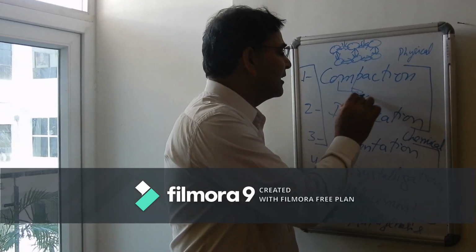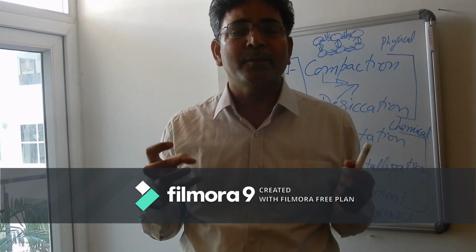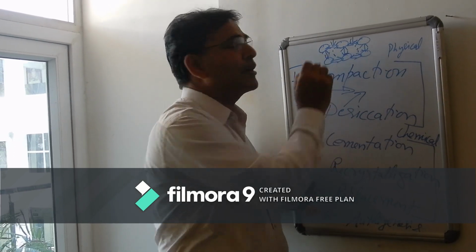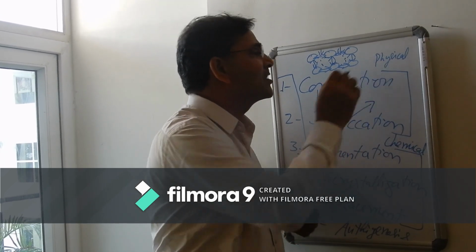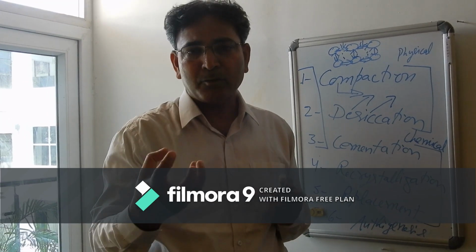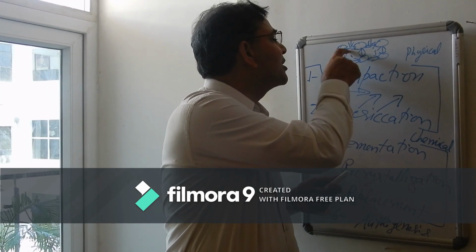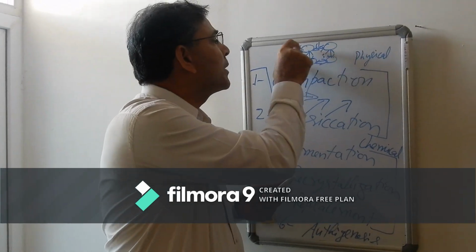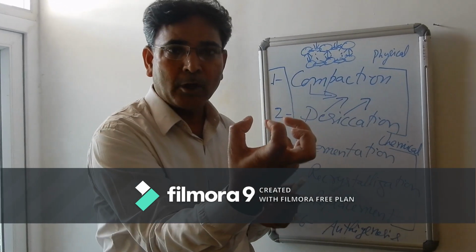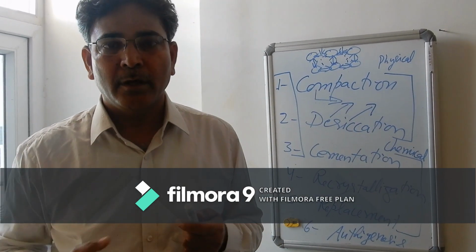The second process is desiccation. When compaction is taking place, because of this compaction, the water which is retained within the intergranular space will come out. So desiccation is basically that physical change of lithification in which water is coming out. This is also known as dewatering. Desiccation takes place because the space between two grains in which the water is accumulated is reducing because of the compaction, and the water is coming out.